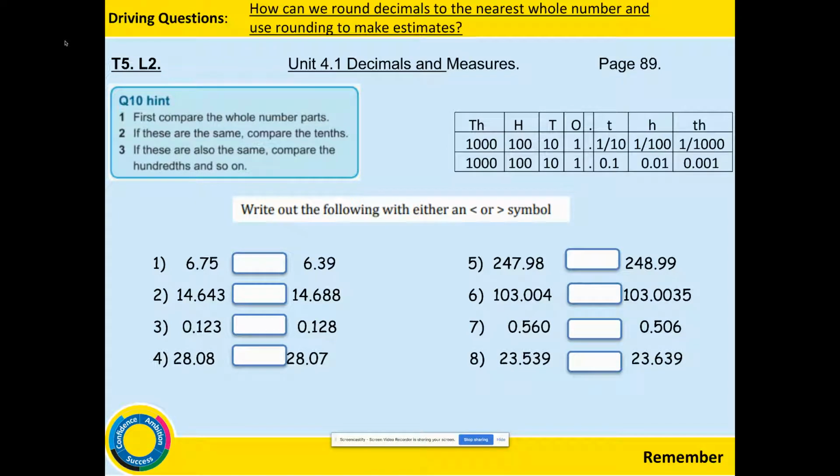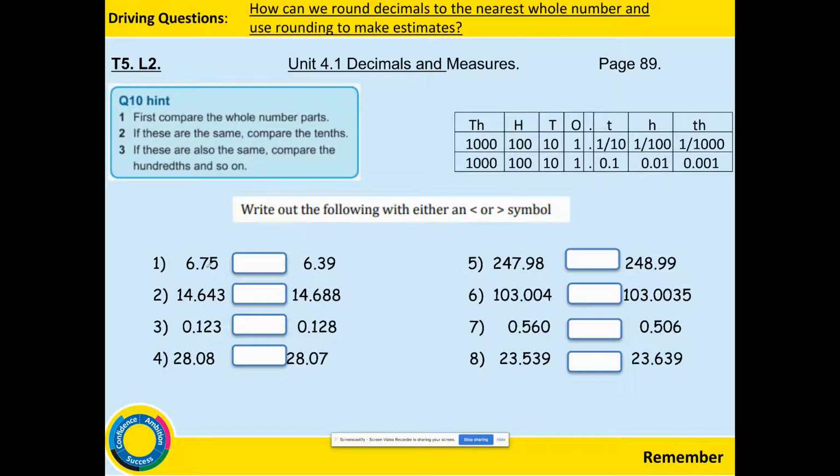Term 5, Lesson 2. This follows on from Lesson 1, where you were comparing two numbers and using the symbol for less than or more than between the two numbers. Have a go at these 8 questions. Remember to press pause on the video and then press play when you're ready to go through the answers. Okay, let's go through the answers.